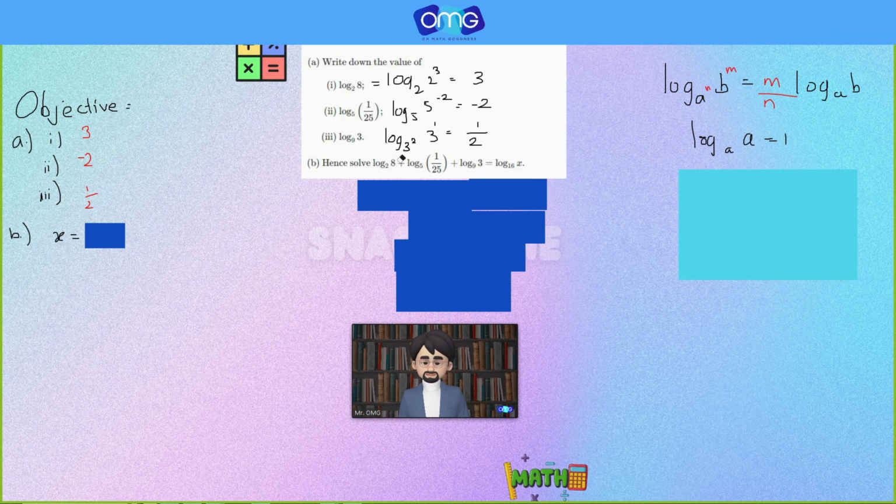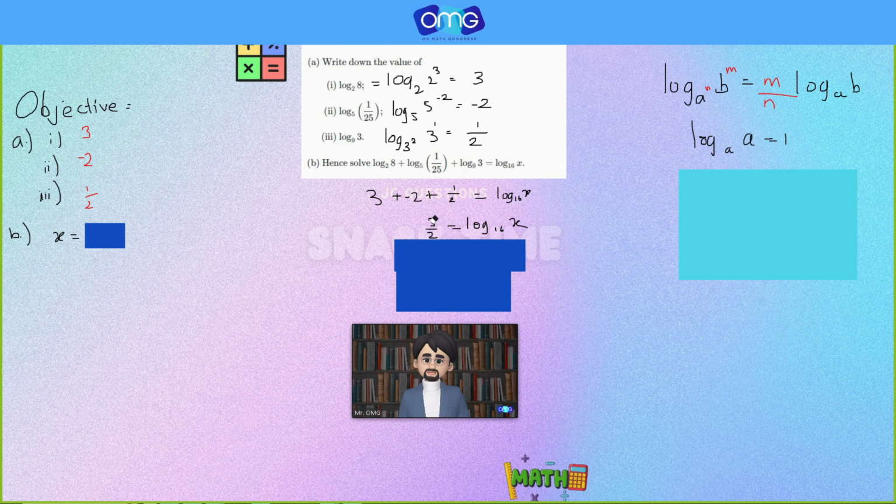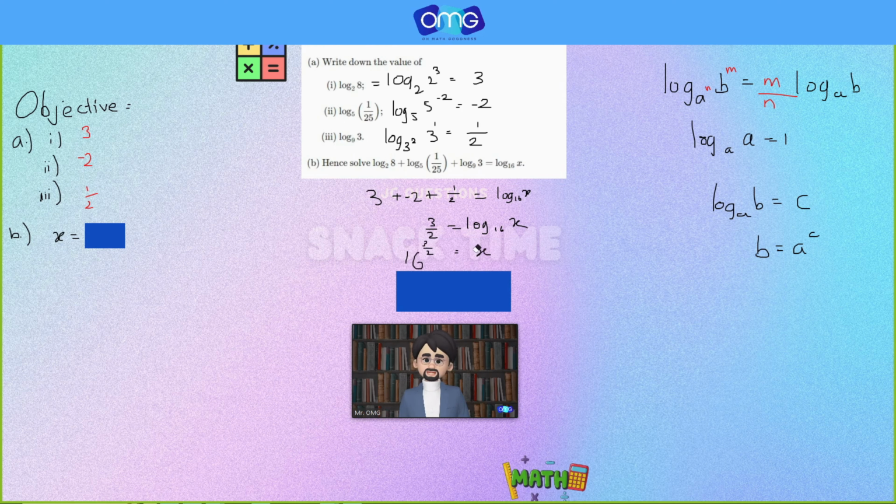So we know that log base 2 of 8 plus log base 5 of 1 over 25 plus log base 9 of 3, which is 3 plus negative 2 plus half, equals log base 16 of x, and this gives us 3 over 2 equals log base 16 of x. To solve this, we use the logarithm form to switch into exponential form. And x equals 16 to the power of 3 over 2, which gives us 64. And 64 is the value of x, and that's the answer.